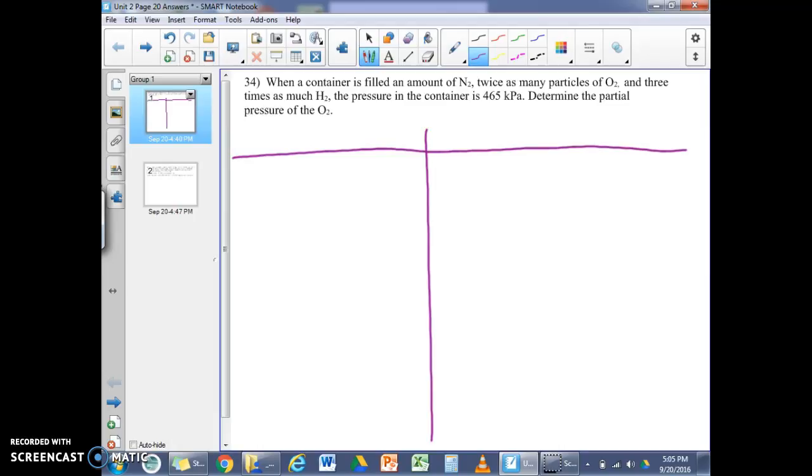And let's think about what information we know. Okay, it tells me I have a container. In that container, there is some nitrogen gas, there's some oxygen gas, and there's some hydrogen gas. And it tells me that the total pressure of that container is 465 kilopascals. So we'll set that up in our data table. Now it tells me in that container there is some nitrogen. I don't know how much nitrogen there is, but I know that there's twice as much oxygen as nitrogen and 3 times as much hydrogen. Now the question is asking me what is the pressure of the oxygen? That's what it wants to know.